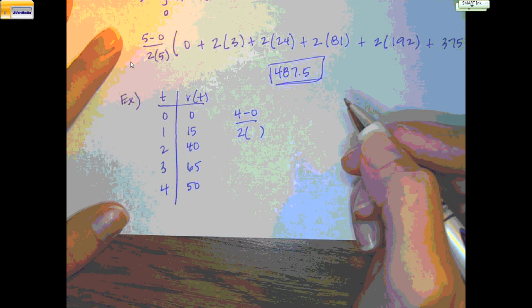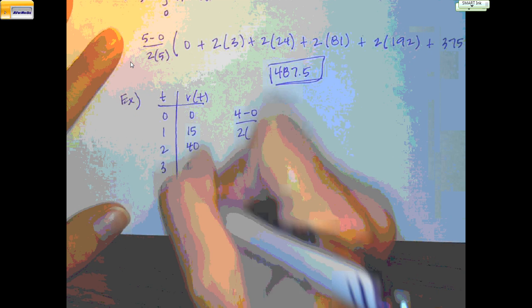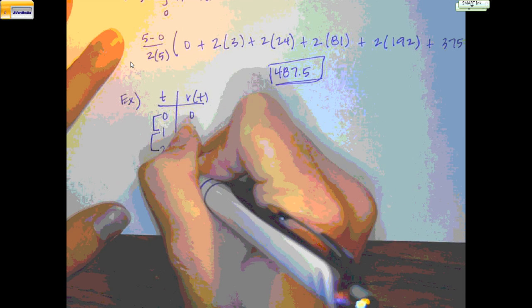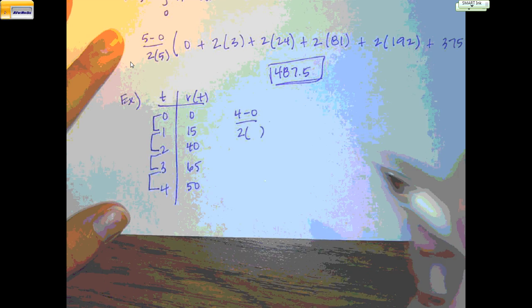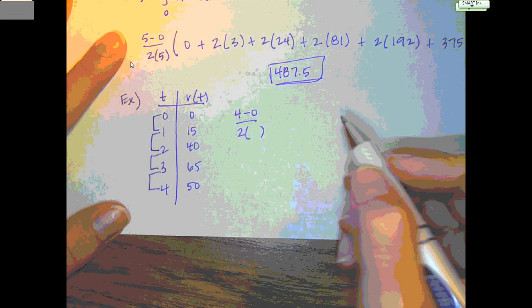Think about how many trapezoids you would fit from 0 to 4. Together this makes one trapezoid. Second trapezoid, third trapezoid, fourth trapezoid. Do you guys see that? So n is actually 4. Yes.